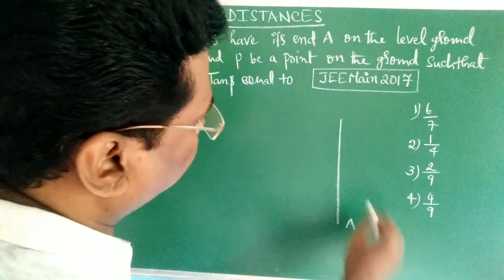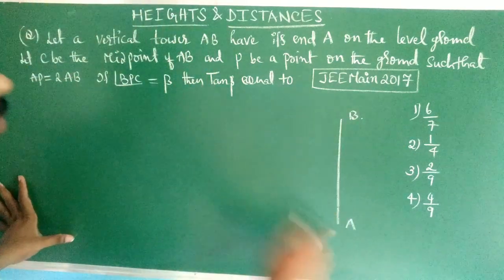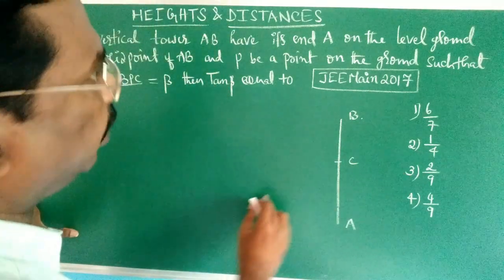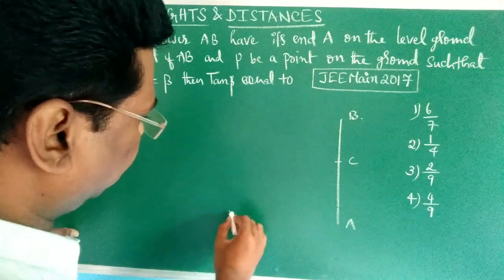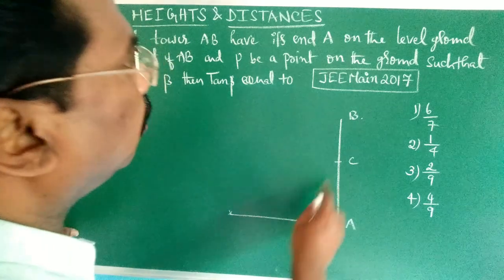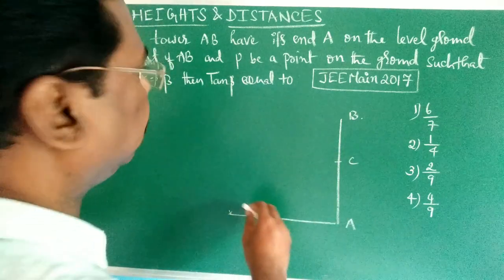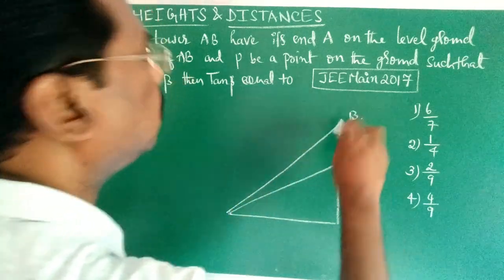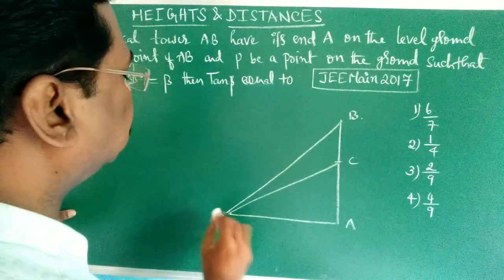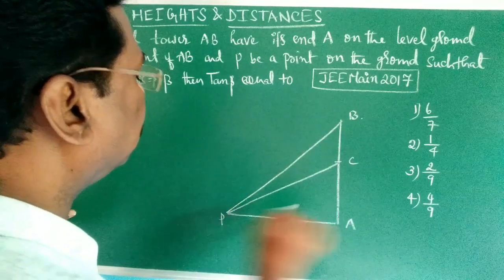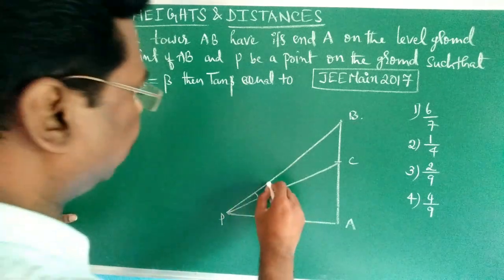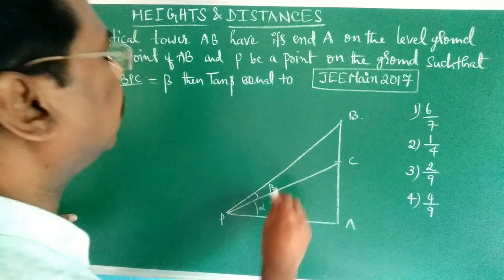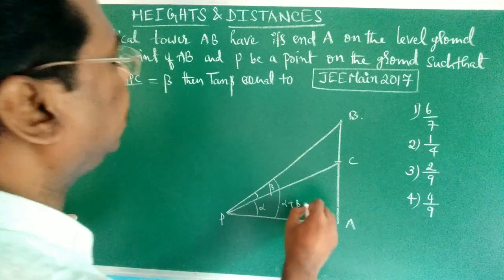Here AB is a vertical tower, A on the ground level. Now C is the midpoint. Now P is a point on the ground. Now angle BPC is equal to beta. Let angle APC be equal to alpha. Now the total is alpha plus beta.